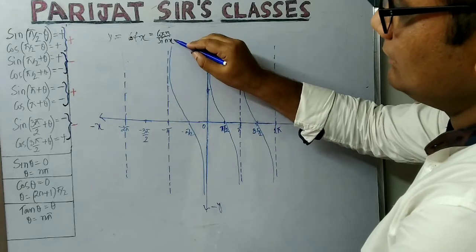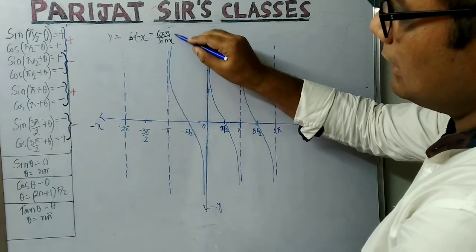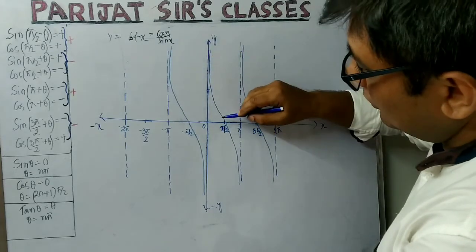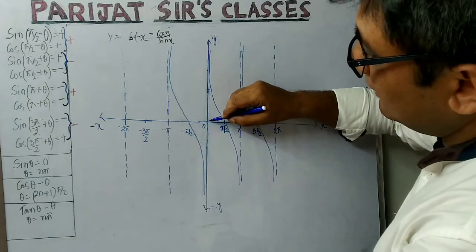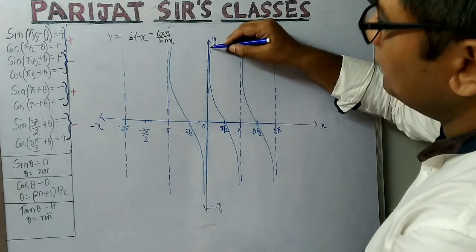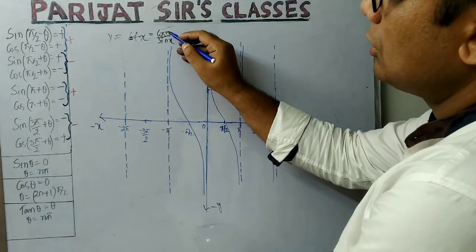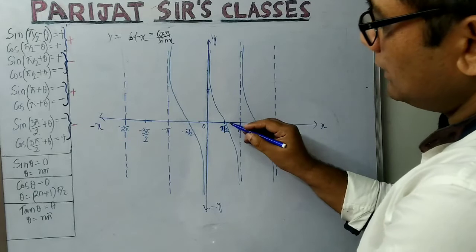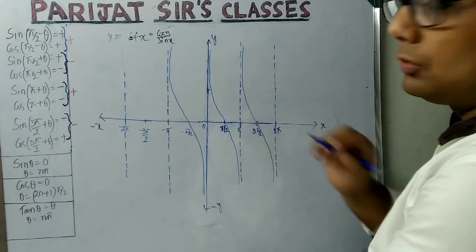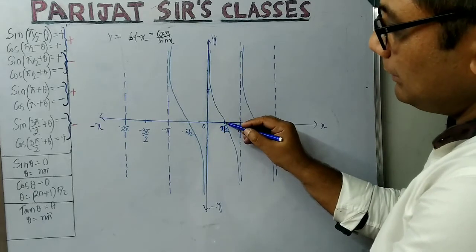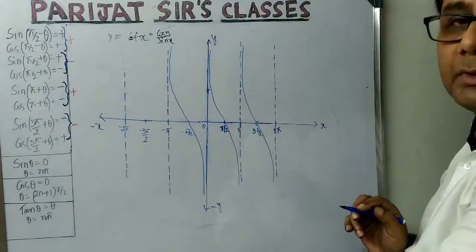Why? If sin is 0, the function becomes infinite. So as we approach the angle 0, the graph moves to infinity. And when x is pi by 2, cos pi by 2 is 0, so the graph is passing through 0 here. When x is pi by 2, the y value is 0.